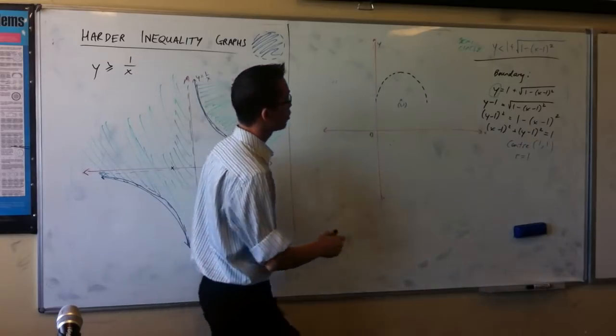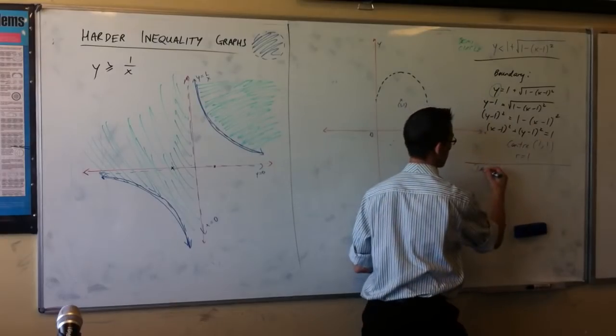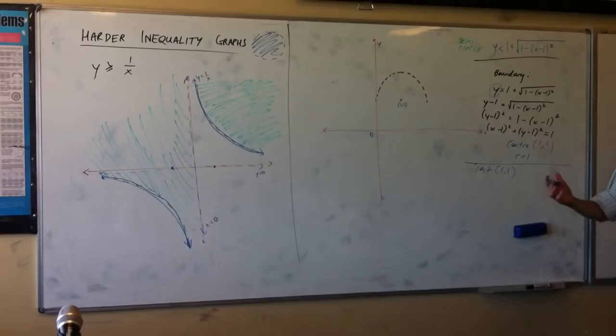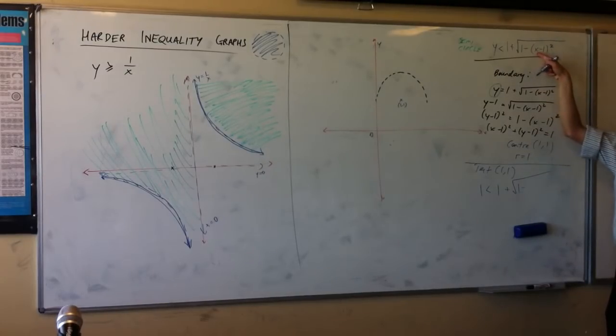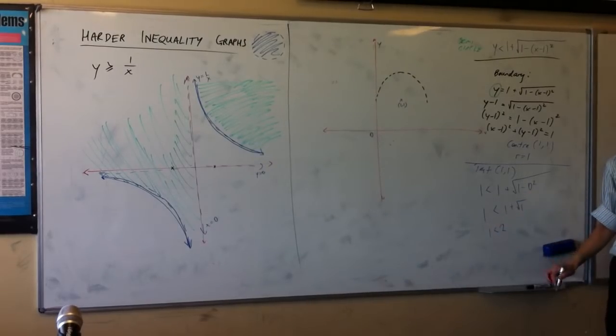(1, 1). When you put it in over there, test (1, 1), what's going to happen? I'll have 1 on the left-hand side, it's less than 1 plus the square root of 1 minus 0 squared. So you've got 1 is less than 1 plus the square root of 1. So 1 is less than 2. Looks good, yeah? So the center is in.